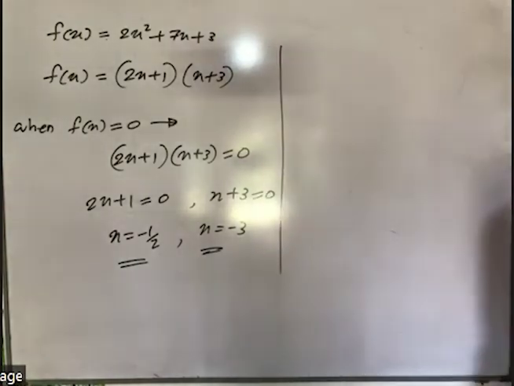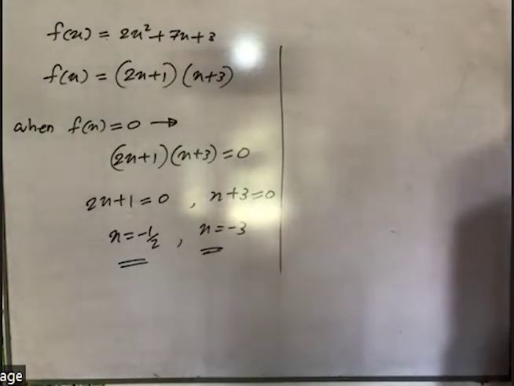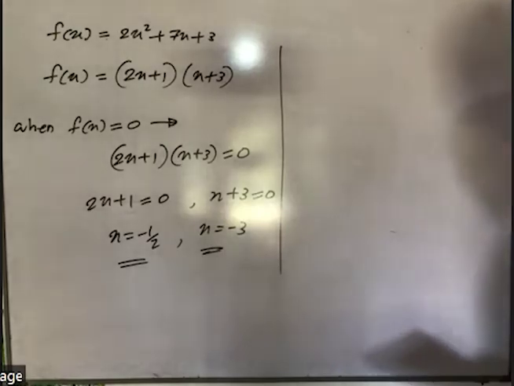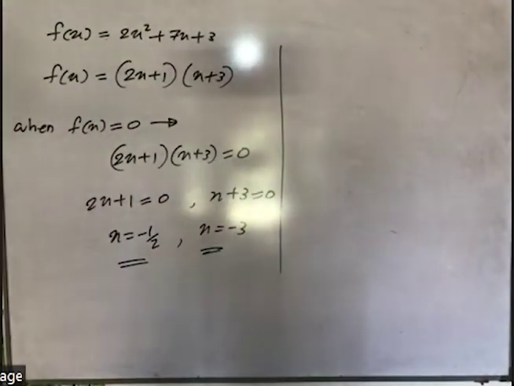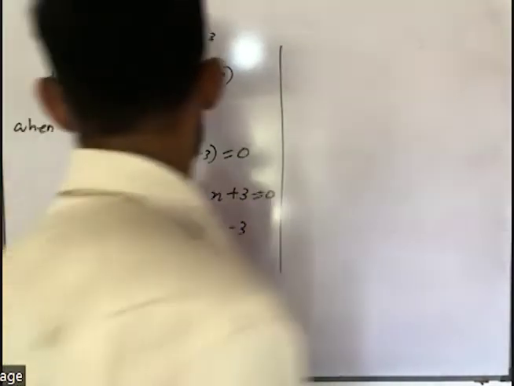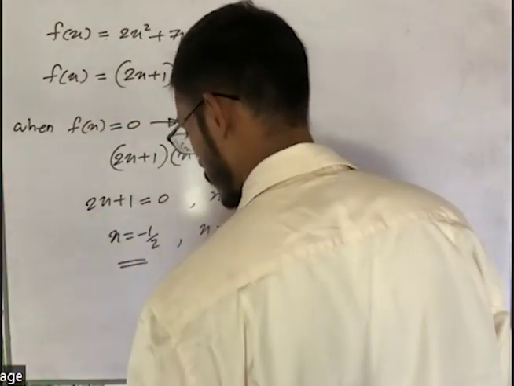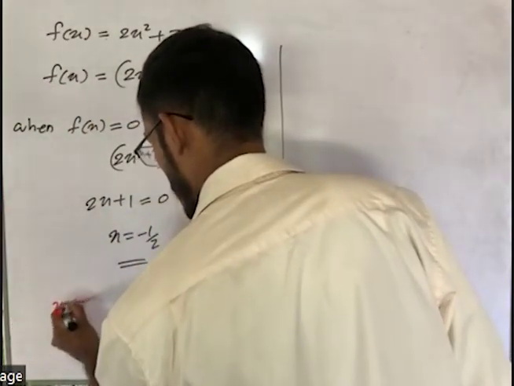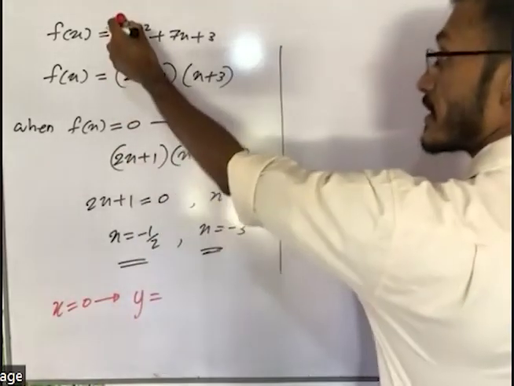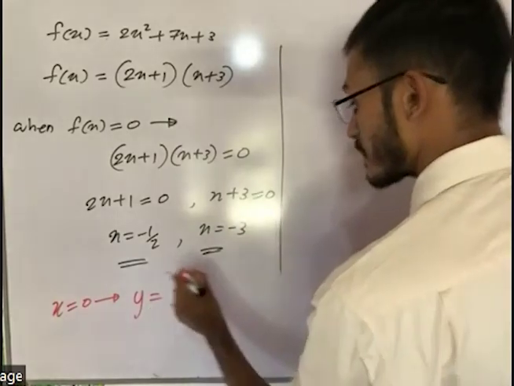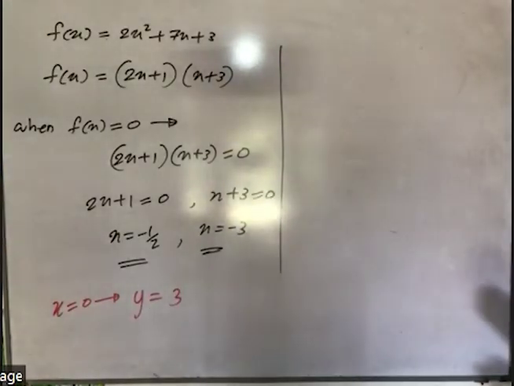And same way, we can find the intersection points of y-axis. That we can find when x equal to 0. When x equal to 0, y equal to 0 plus 0 plus 3. Y equals plus 3. Right?